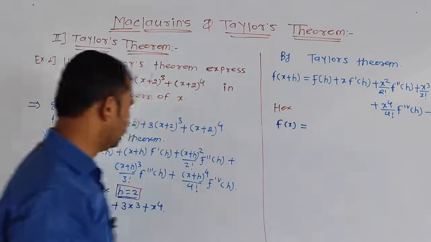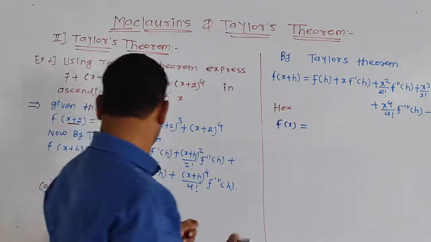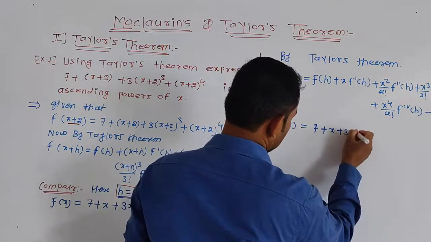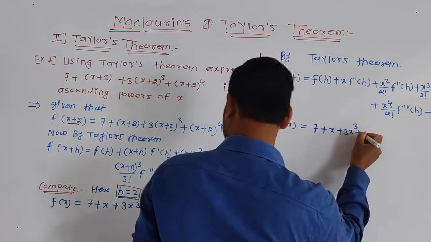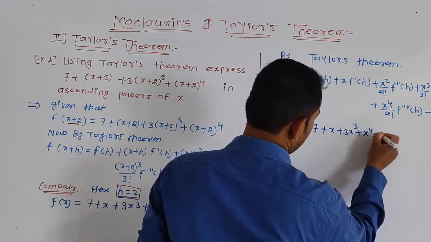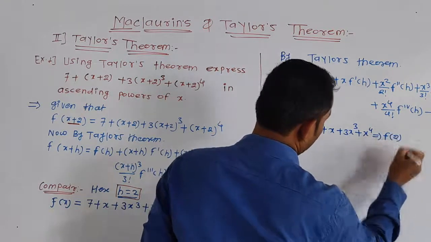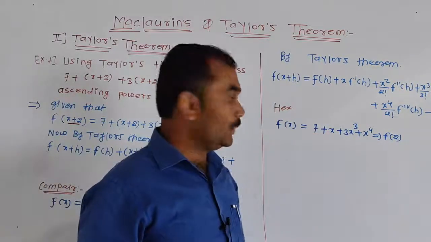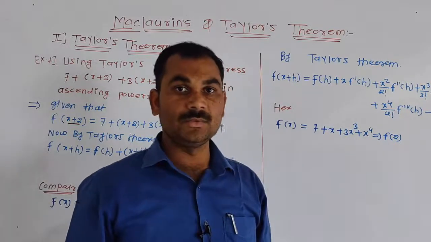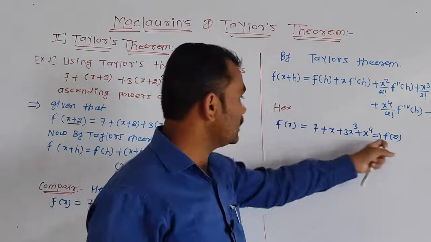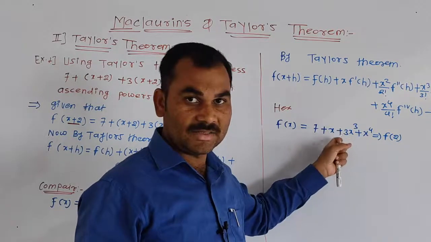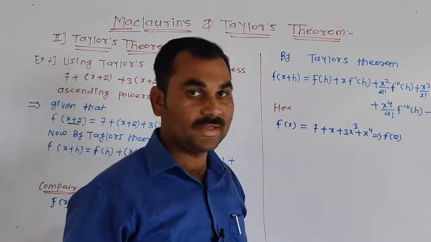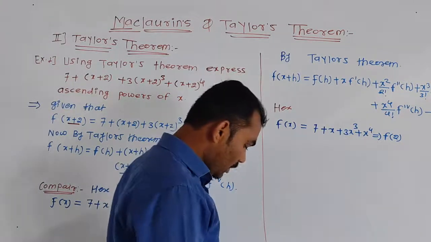f of x is equal to 7 plus x plus 3x cube plus x raised to 4. This implies f of 2. So the meaning is, put x is equal to 2 in that expansion. Put the value of x is equal to 2, using calci we get the answer directly. This x is replaced by 2, so 7 plus 2 plus 24 plus 8. We get the required answer, f of 2 is 49.